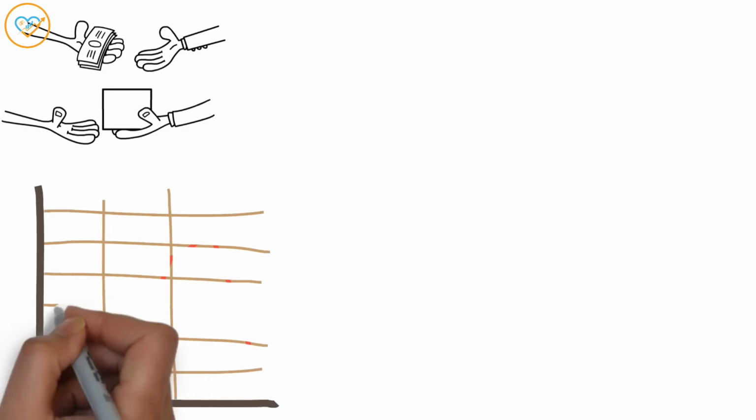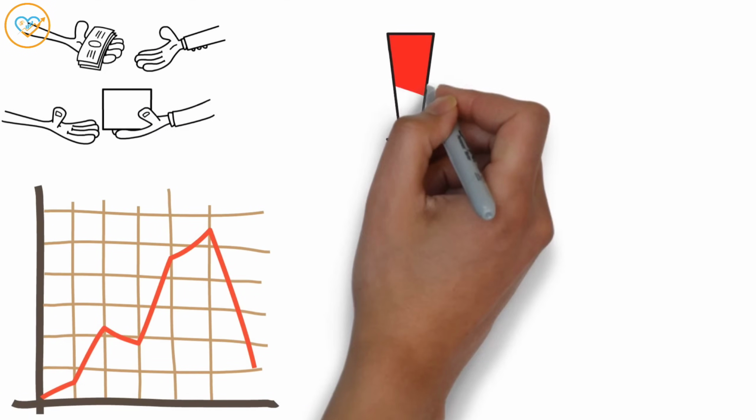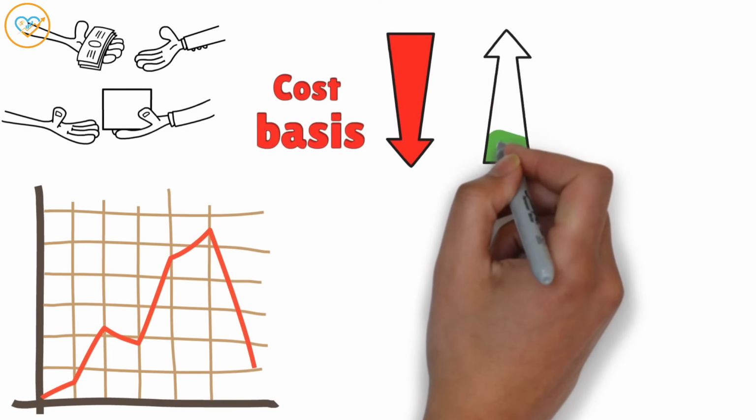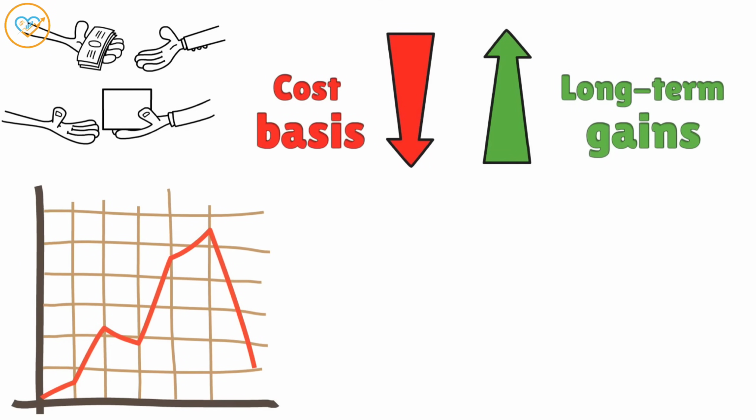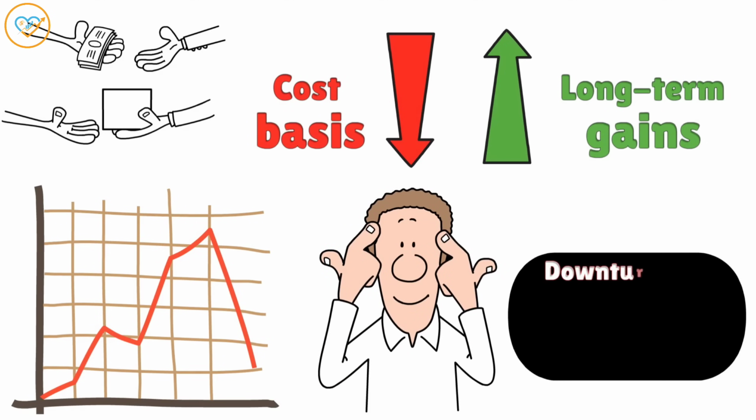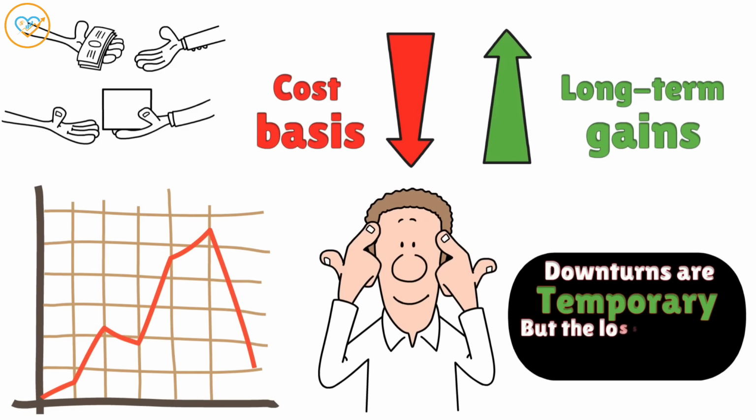Instead of selling, consider using market dips as buying opportunities. This approach can lower your cost basis and increase your long-term gains when the market recovers. Remember, downturns are temporary, but the losses from panic selling can be permanent.